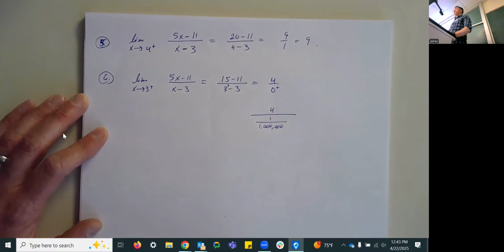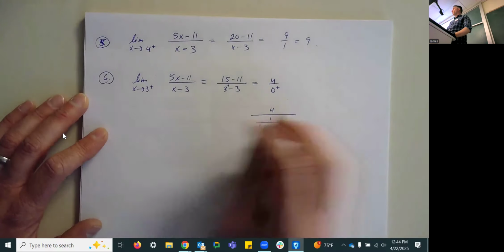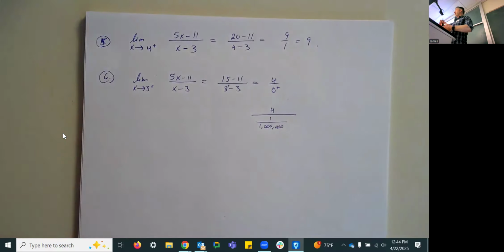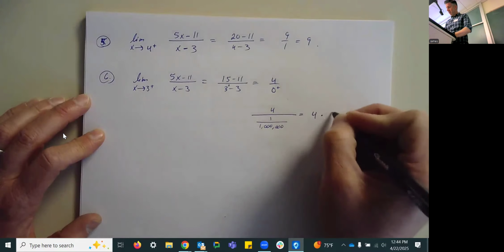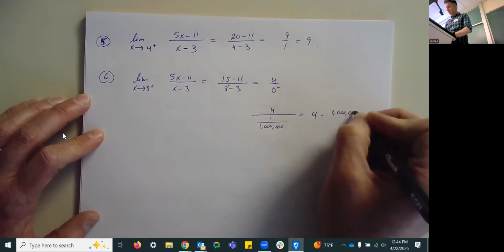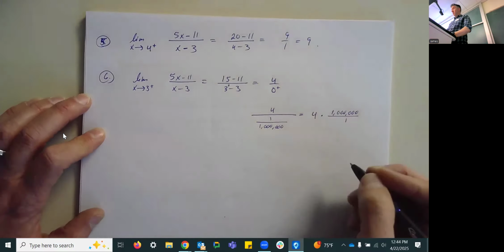You can see this by asking, what's 4 divided by 1/1,000,000th? 1/1,000,000th is certainly a very small number. It's 0.000001. But if you divide by this, how do you divide by a fraction? You flip and multiply. So this is really the same as 4 times 1,000,000 divided by 1, which is 4 million.